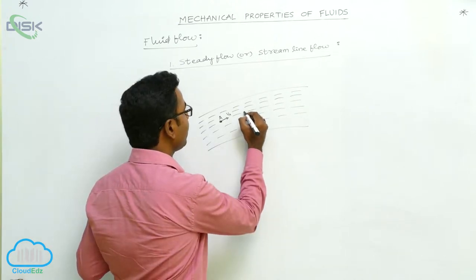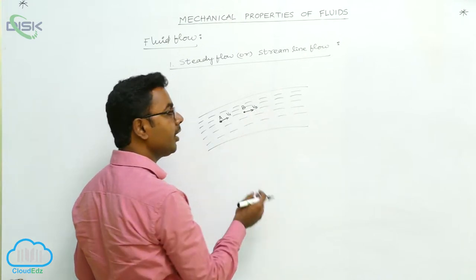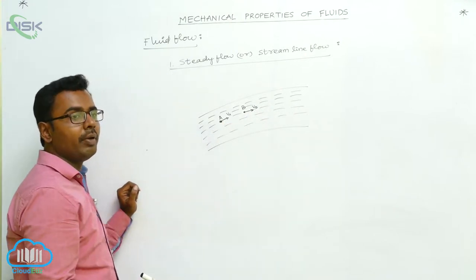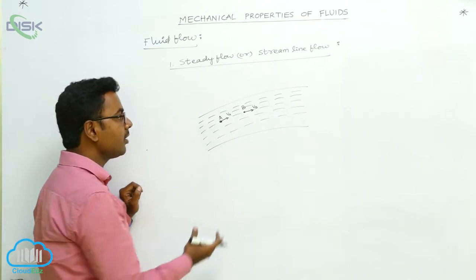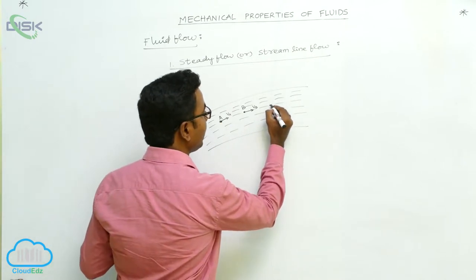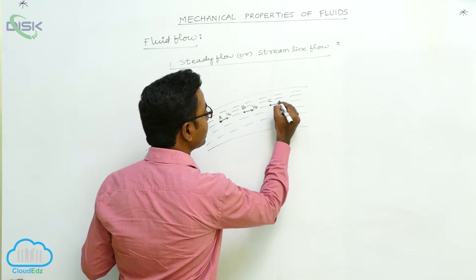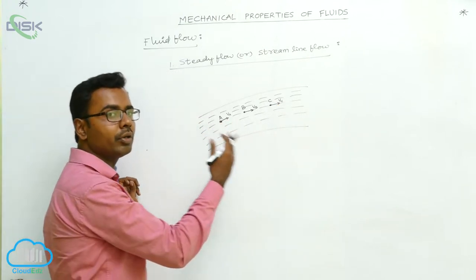Suppose you take point B here. At point B, the velocity may be VB, but it is constant at point B again. Means at every point, velocity is constant. It may change from one point to another point. At point A, velocity VA. At point B, velocity VB. And we consider point C here. At point C, velocity is VC. Here, VA, VB, VC are individually constants.